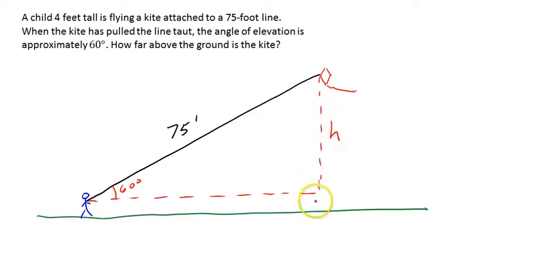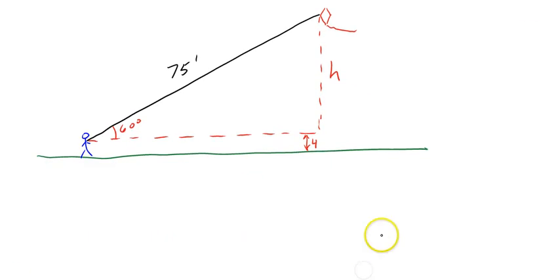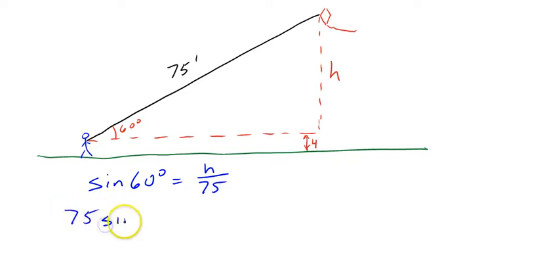So we'll call this h, and remember that this little bit right here is 4. So we're going to solve for h, and then we'll add 4 to our final answer. Once again we ask ourselves, what pieces of this triangle am I looking at if I'm at this angle? We have the opposite side and the hypotenuse, so we're going to use sine. So we set up our equation. The sine of 60 degrees is the opposite over the hypotenuse. So 75 times the sine of 60 is h.